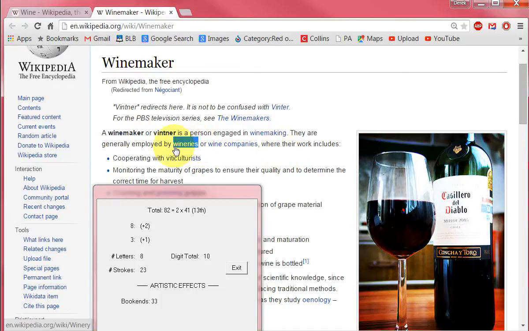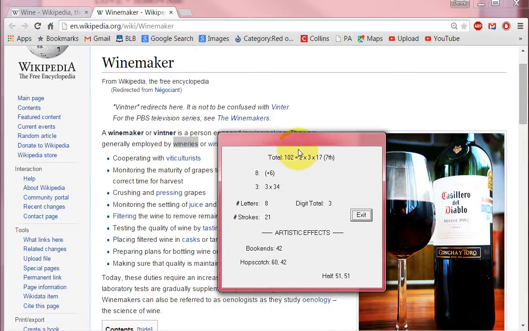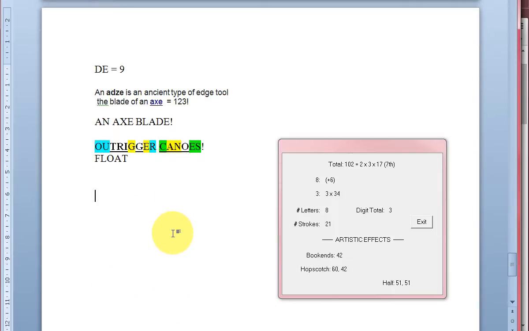Oh yeah, so wineries divides by 3. Wow, the first 3-digit number that divides by 3. You can slice that in half to get 2 equal teams. Oh man, that's disturbing. So let's state the obvious. Wine equals 51 equals aries. Wow. Wineries has now been solved. Don't you just love God?